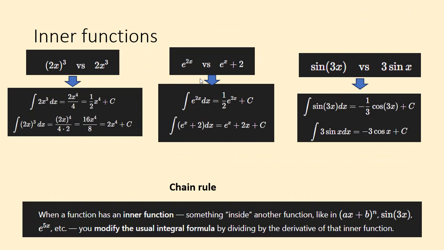Finally, I want to tell you something about inner functions. So you can see that 2x in brackets to the power of 3 is different than 2x to the power of 3. This requires different calculation. You can see it here in the box that, for example, without brackets, you just apply power formula. But for this example, you see 2x is an inner function, so you need to use the derivative, right? So you need to modify the usual integral formula by dividing by the derivative.